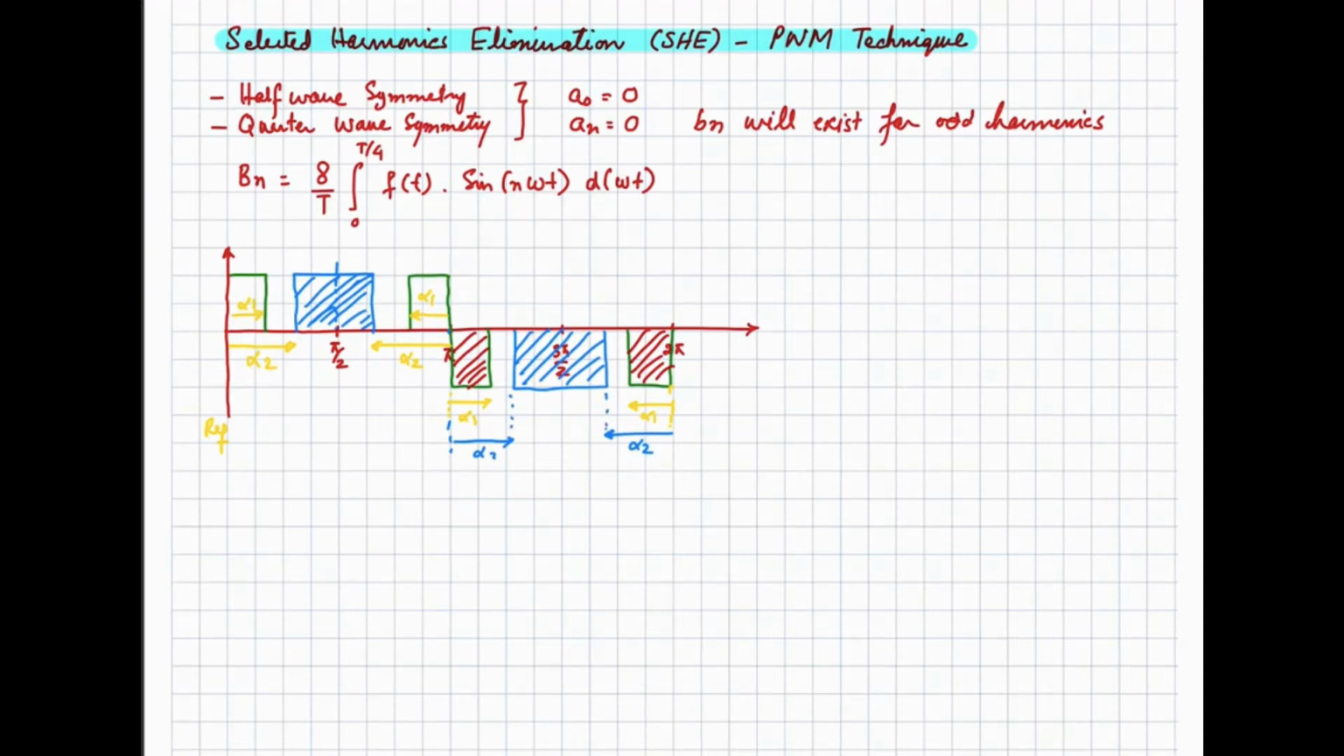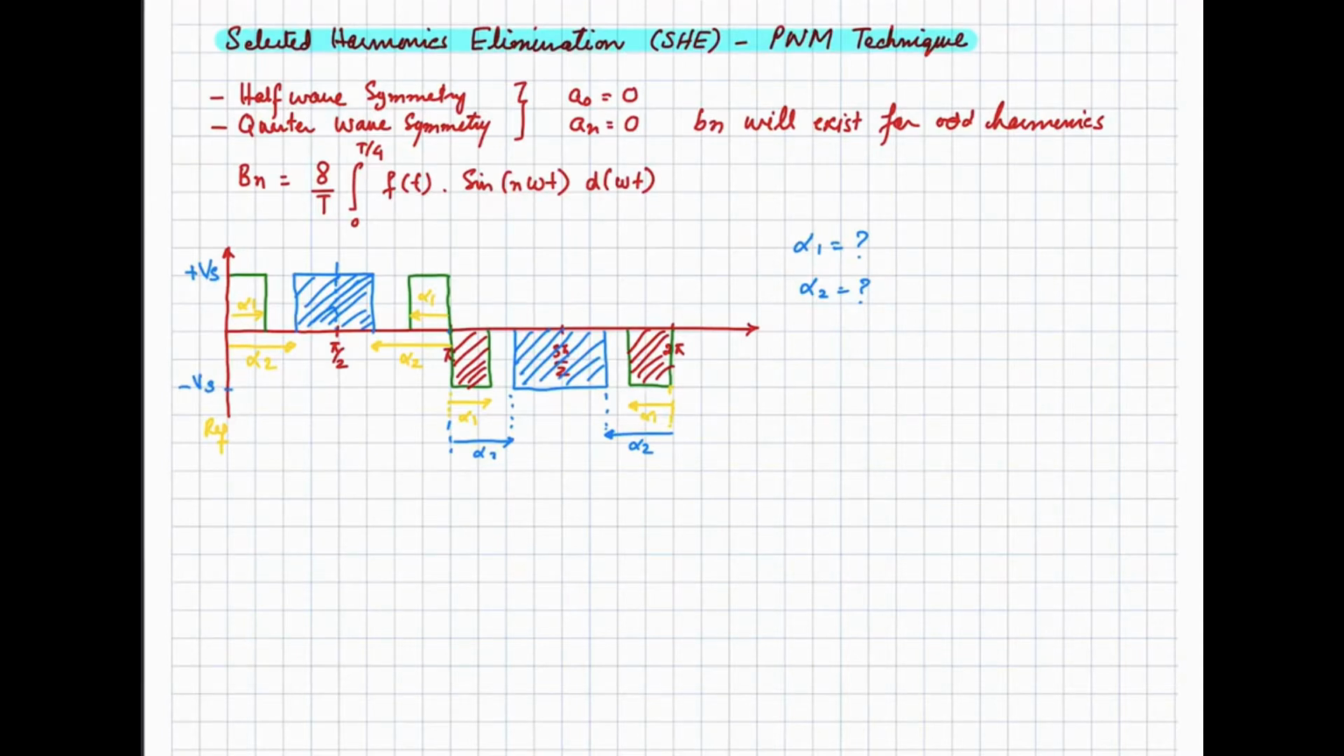So if we know alpha 1 and alpha 2, if these two angles are known, we can adjust the spectrum accordingly to cancel out a certain set of harmonics, because these angles will change the Bn. An will be 0 because we have the half wave symmetry and the quarter wave symmetry. So An will be 0, A naught will be 0 as positive and negative areas are equal. So only Bn will be there, and the Bn will change with the change of these two angles alpha 1 and alpha 2. Let's suppose that this is plus Vs and this is minus Vs, that is our output voltage is varying between these two limits.